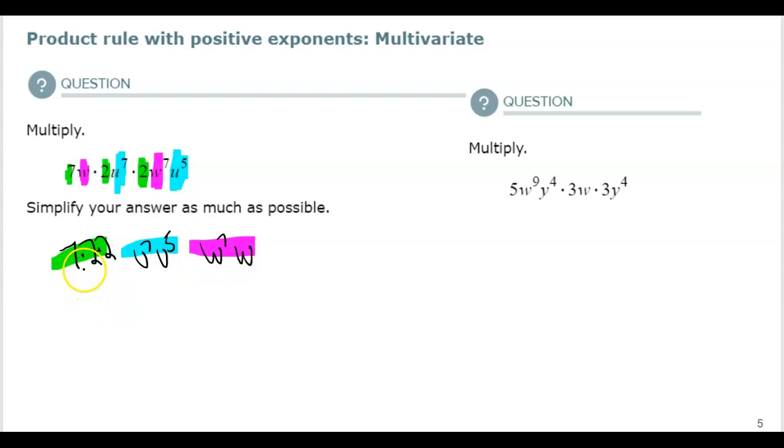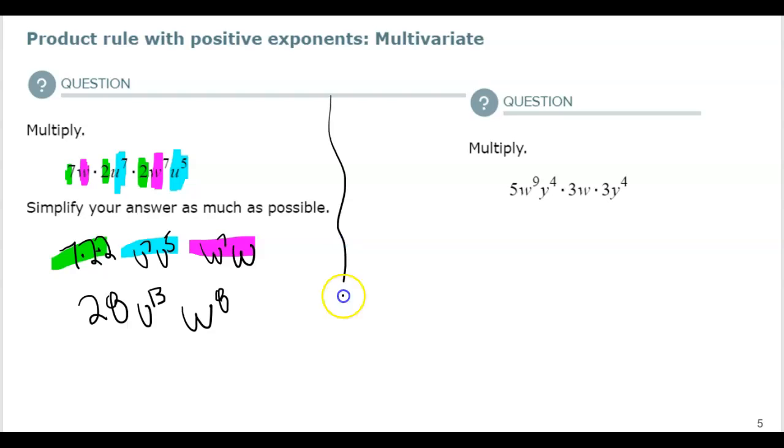And now I can simplify those. 7 times 2 times 2. That's 14 times 2 is 28. I end up with 13 u's and then 8 w's. Let's go ahead and try that on your own for this one. Go ahead and pause the screen.